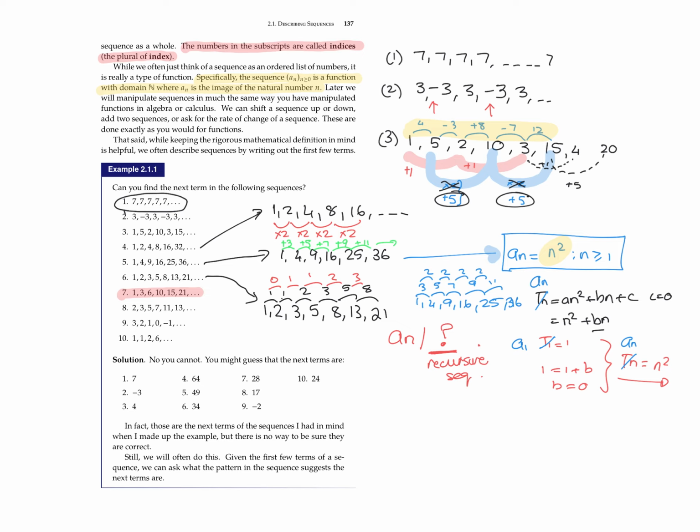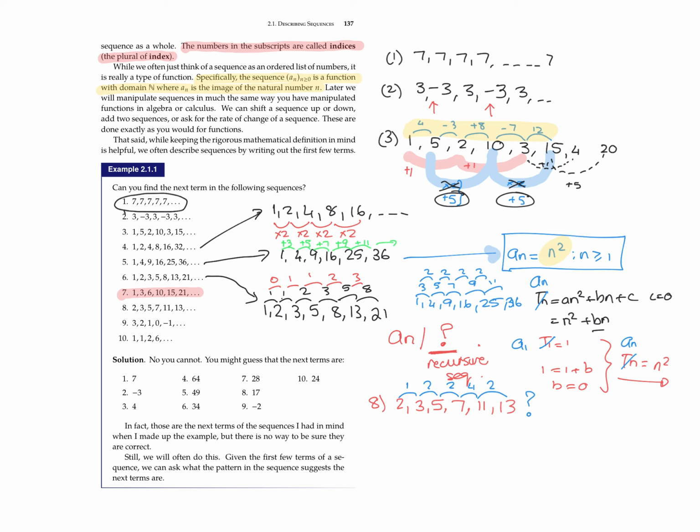If we look at the next one, number 8, it says it's 2, 3, 5, 7, 11, 13. If we try to understand what's going on here, add 1, add 2, add 2, add 4. And then from 11 to 13, you add 2 again. So it's rather strange what's happening here. We don't know what's happening in that sequence, and we don't have enough information to find out what's going on for number 8.